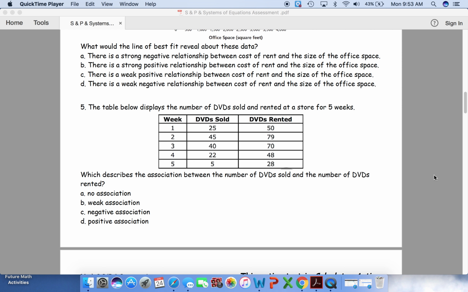Number 5. The table below displays the number of DVDs sold and rented at a store for 5 weeks. Which describes the association between the number of DVDs sold and the number of DVDs rented? A. No association. B. Weak association. C. Negative association. D. Positive association.